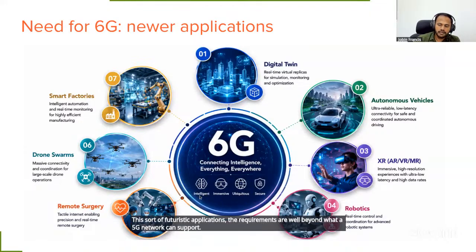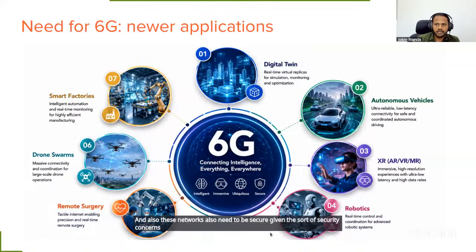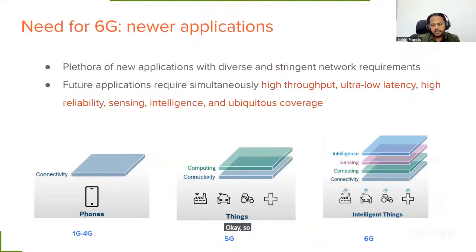This has to natively support AI and high data rates. The network has to be around everywhere, right? The drones cannot suddenly lose control because they are far away from a cell tower, right? So you cannot afford that. And also these networks need to be secure, given the privacy and security concerns all over the world. Okay, so that brings us to the capabilities that we demand from a new generation of network, right?